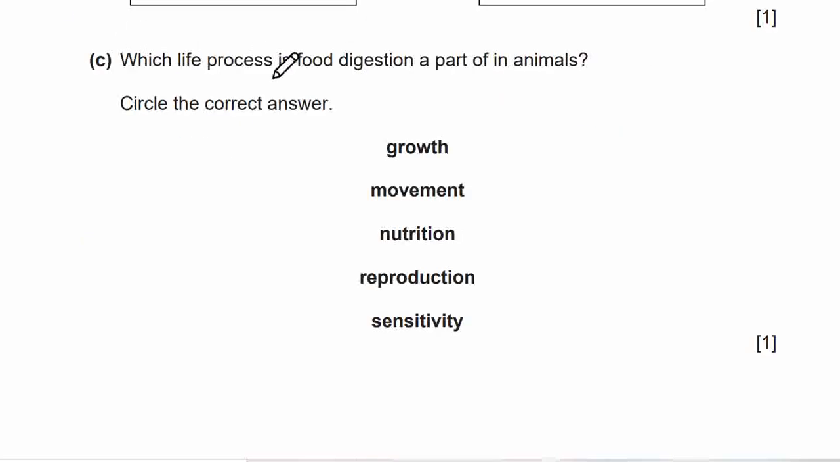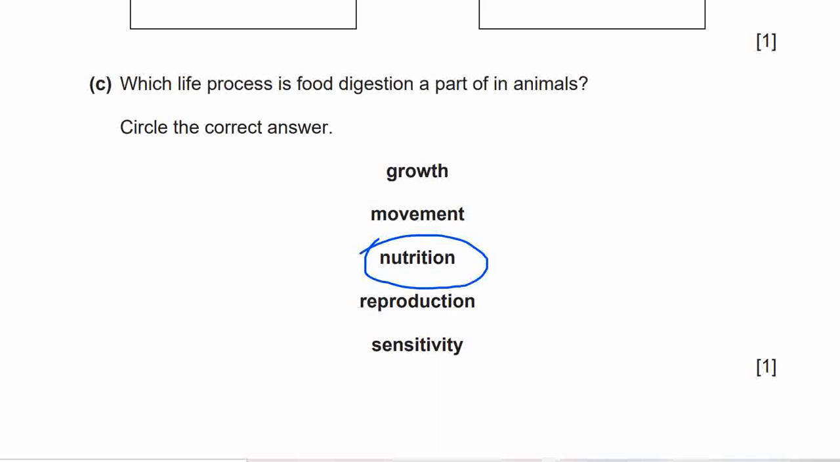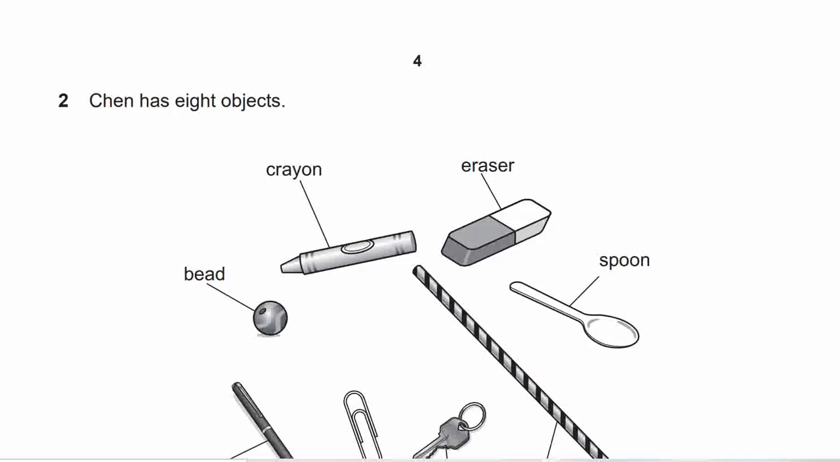Question C. Which life process is food digestion a part of in animals? Circle the correct answer. Is it growth, movement, nutrition, reproduction, or sensitivity? Well, the answer for this will be nutrition, because food digestion will provide nutrition for the animal. Now let's see question 2.